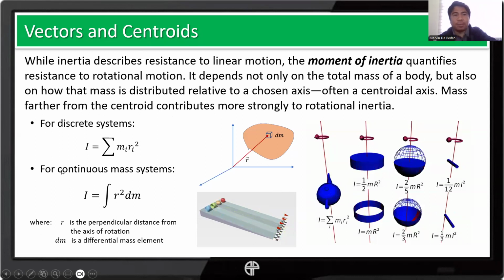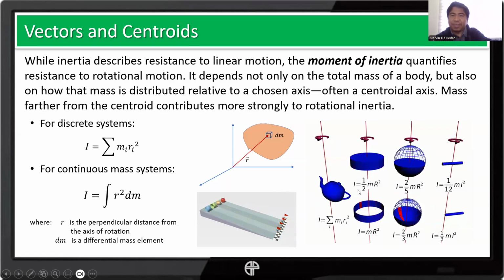And for continuous systems, we use this formula. For discrete, we use summation, but for continuous, we use integration. Right? Where r is the perpendicular distance from the axis of rotation, and dm is the differential mass of that object or element. Okay?